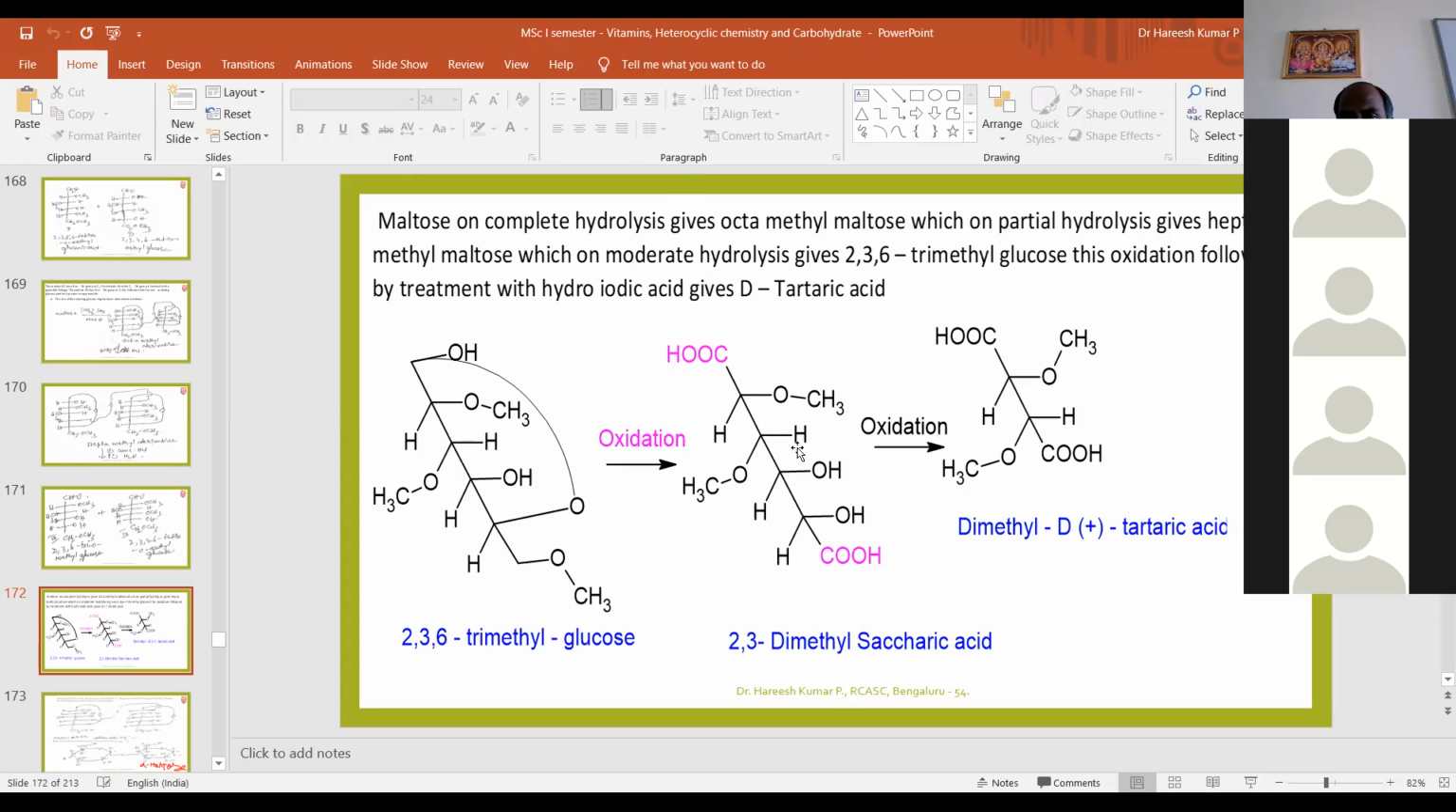So what will I do? Two questions, more particularly from the carbohydrate part. I will discuss one is deoxy sugars, another one is how dimethyl tartaric acid is obtained. For that, I will make this into a presentation.